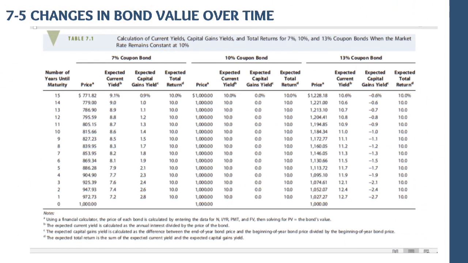Table 7.1 shows that the prices of each of these bonds will change over time if the market interest rate remains at 10%. It also shows the current yield, the capital gain yield, and the total return over time. The table shows that if the bond was selling at a discount, its price will increase over time. Then the capital gain would be positive, plus its current yield will increase. If the bond was selling at par, and the market interest rate remains the same, its current yield will remain the same, and its capital gain will always be 0. If the bond was selling at a premium, its price would decline over time. Its capital gain yield would be negative, but it would be offset by a high current yield.